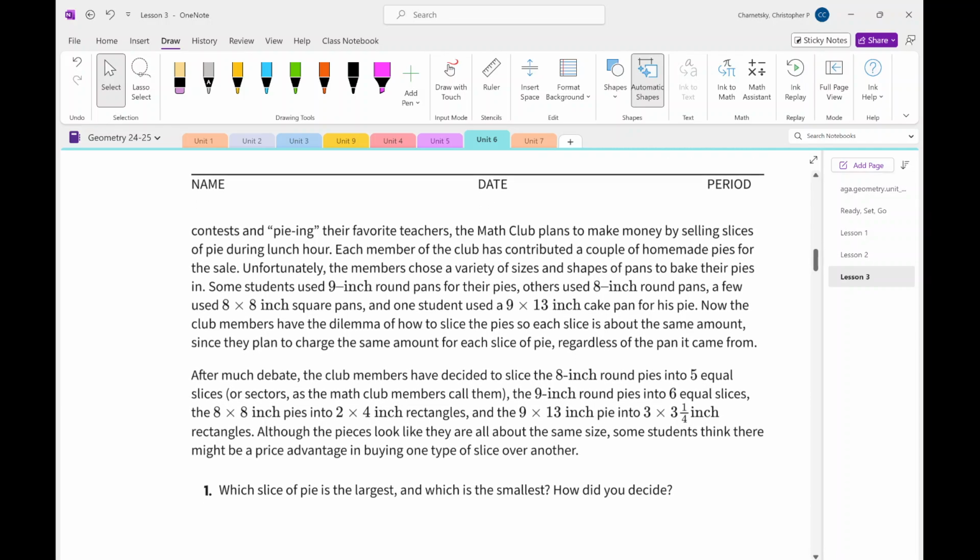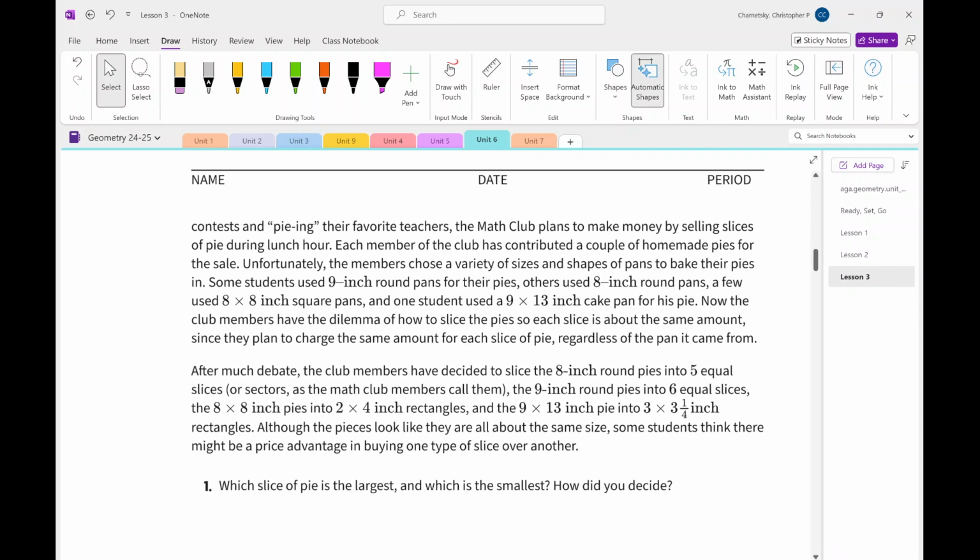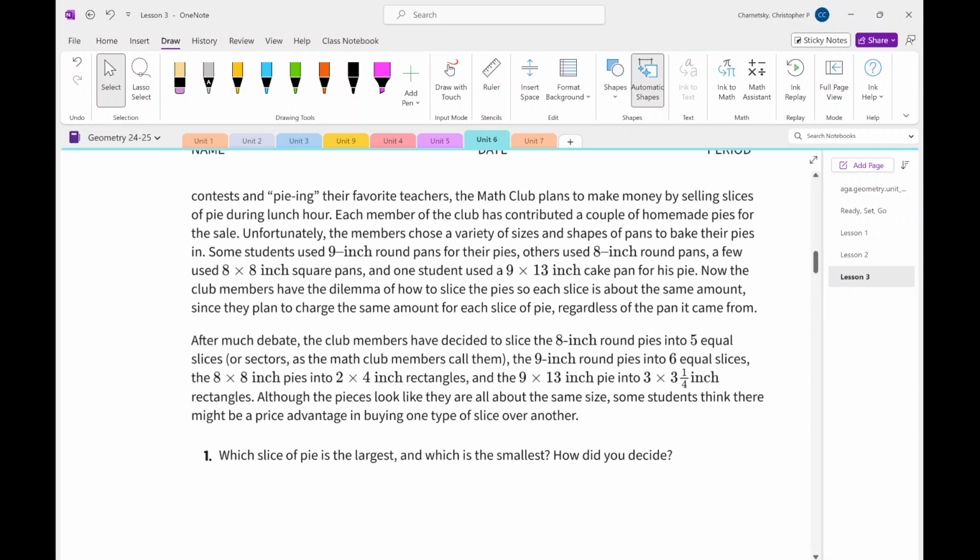Okay. All right. After much debate, the club members have decided to slice the 8-inch pie into 5 equal slices, or sectors, the 9-inch round pies into 6 equal slices, the 8-by-8-inch pies, that's the square one, into 2-by-4-inch rectangles, and the 9-by-13-inch pie into 3-by-3-1/4-inch rectangles.